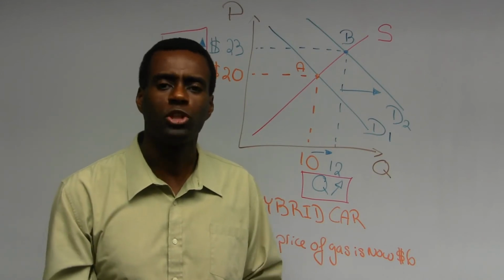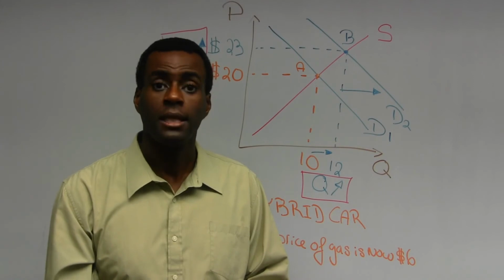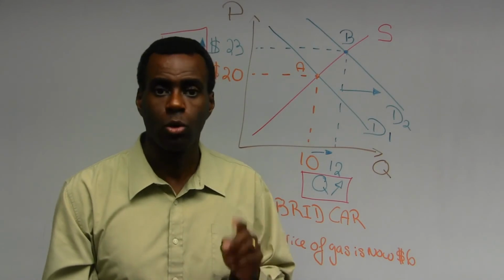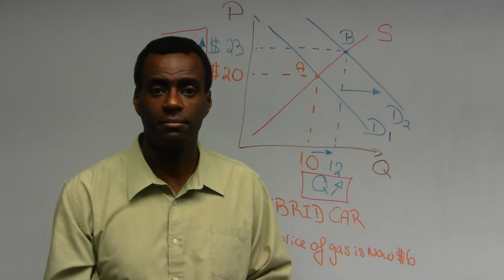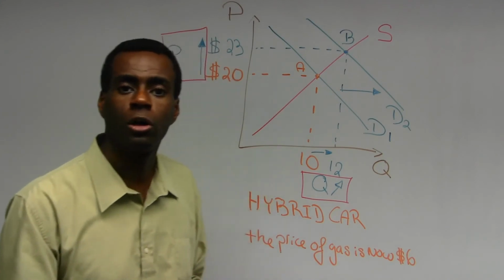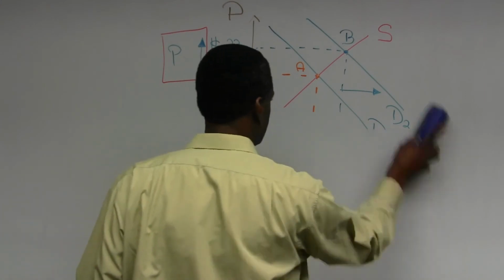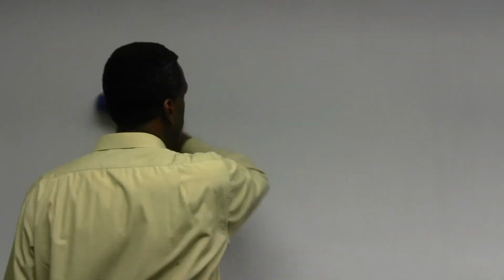Let's do a more challenging exercise. Let's do an exercise where two events will occur simultaneously. I will erase this graph and I will draw a new graph. Let's now imagine that the question asks us to determine what would happen in the market for Samsung phones.